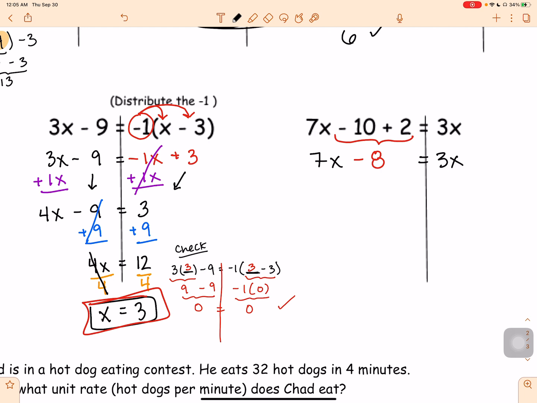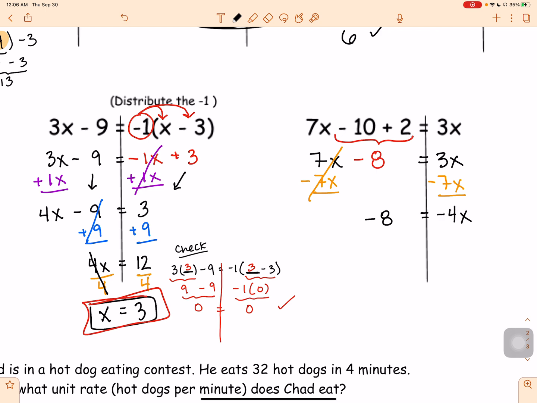And now that's a lot more manageable, right? So since I already have my constant term negative 8 on the left-hand side, I'm going to move the 7x over here. In order to do that, legally in mathematics, you can subtract the 7x from both sides because then it zeroes it out from the left side. So now we're left with negative 8 equals 3x minus 7x, which should be negative 4x.